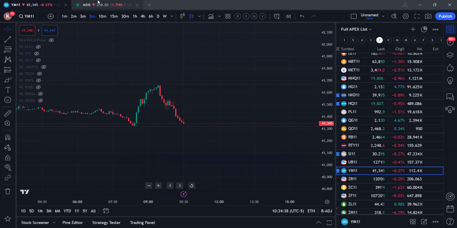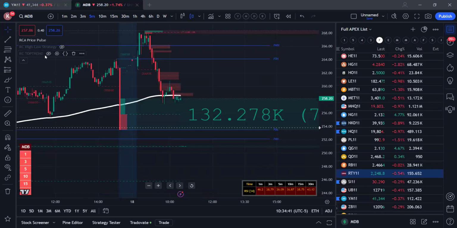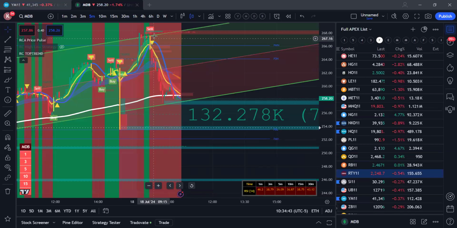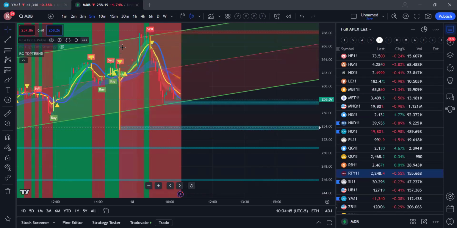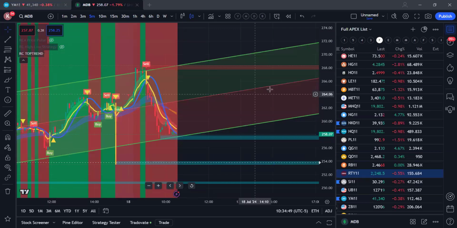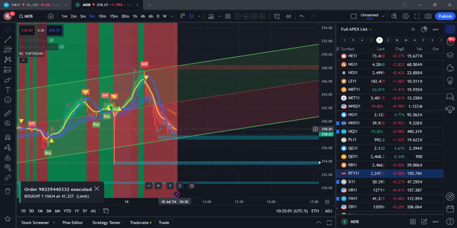So whenever you see MDB, right, you see here, price came all the way to the bottom. Overall, MDB is a bullish ticker, so it is doing a double bottom. Right, in the next few minutes, we may see a buy signal and it starts going up. Right, at the top, you got a resistance, you got a sell. Now, okay, now YM 41.